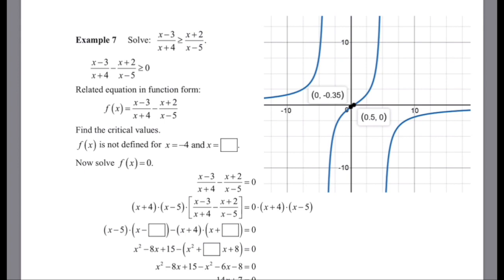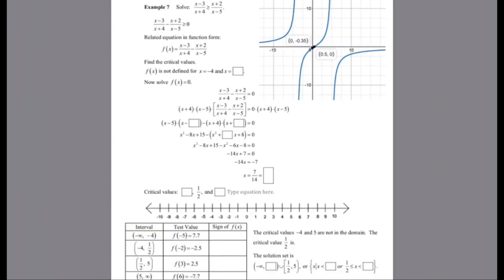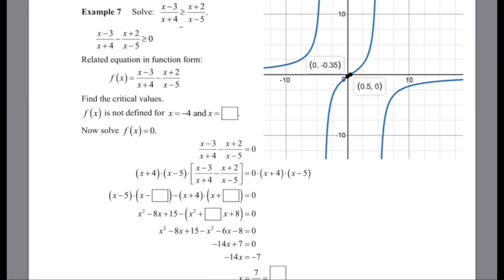This last example, we're still going to set this equal to 0 by subtracting that entire left-hand side, that left-hand rational expression. We're going to bring that over to the left. So I'm going to subtract this and bring it to the left, which will provide me with what we see, the x minus 3 over x plus 4 minus x plus 2 over x minus 5.